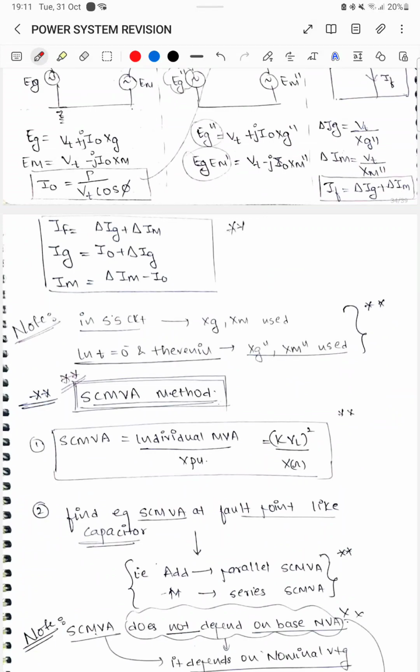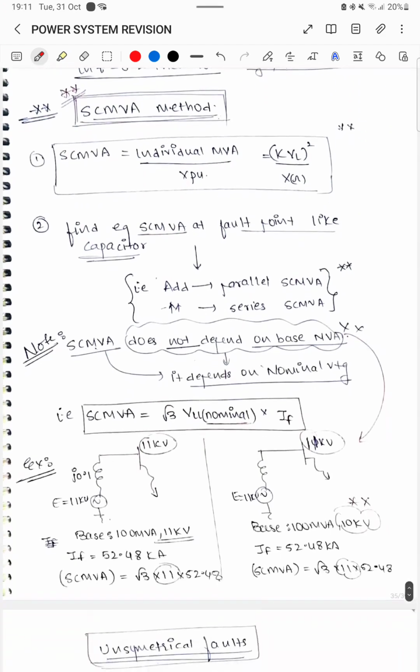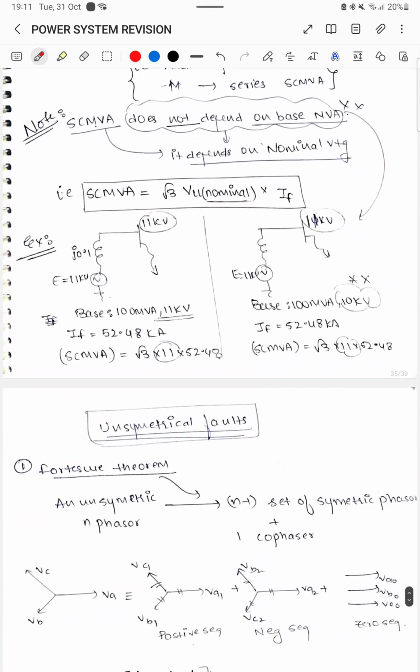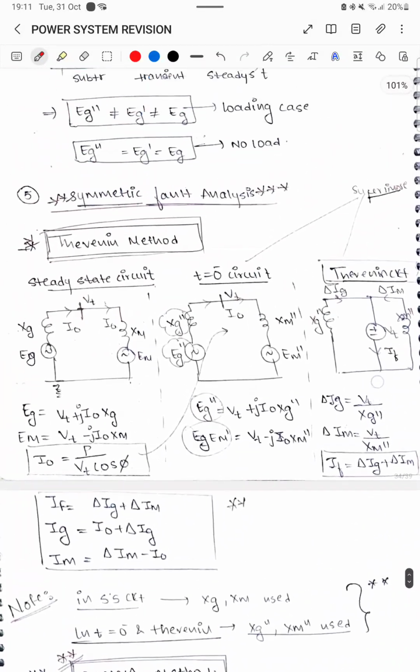Then we'll look into a unique method of short circuit MVA, the SCMVA concept, how we find SCMVA. Then we will look into one of the examples of that, and with that we will wrap up this particular video.